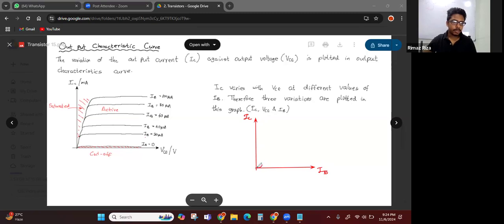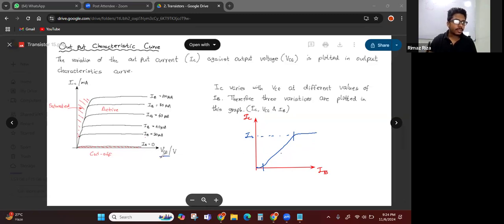It will be like a straight line, then saturated. So IC is saturated. Okay, the cutoff region, after this saturated, and this active region.